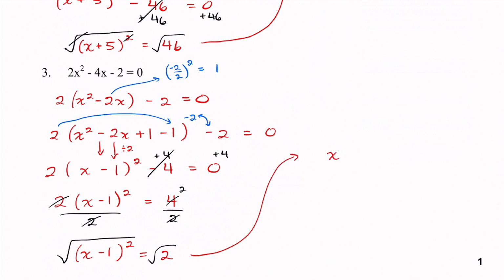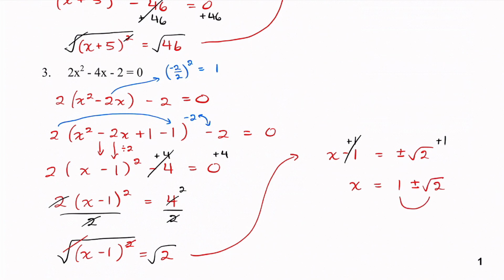So I got x minus 1. Remember, the square and the square root canceled out. And then on the other side, we have plus or minus square root 2. And then we just got to add 1 onto both sides. So those 1's again cancel. And then we got x equals 1 plus or minus square root 2.